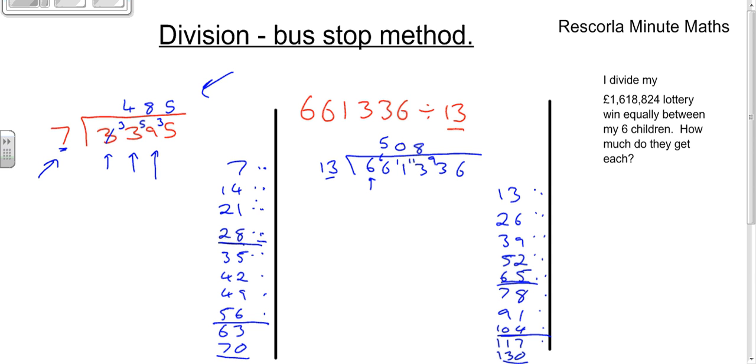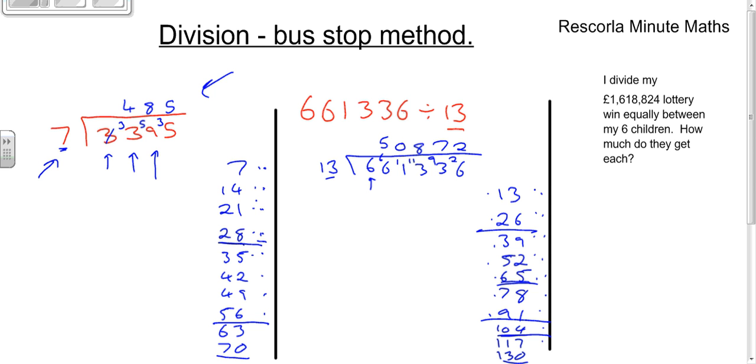How many times does 13 go into 93? So 1, 2, 3, 4, 5, 6, 7 times. And that's 2 left over. How many times does 13 go into 26? It goes in there twice. So the answer is 50,872.